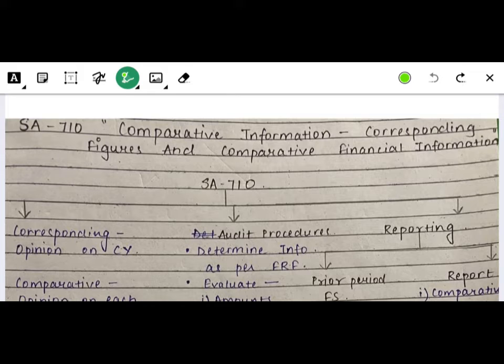Here I will make you revise the full essay 710, as you can see on my screen, right? So अभी हम essay 710 का revision ले लेते हैं.